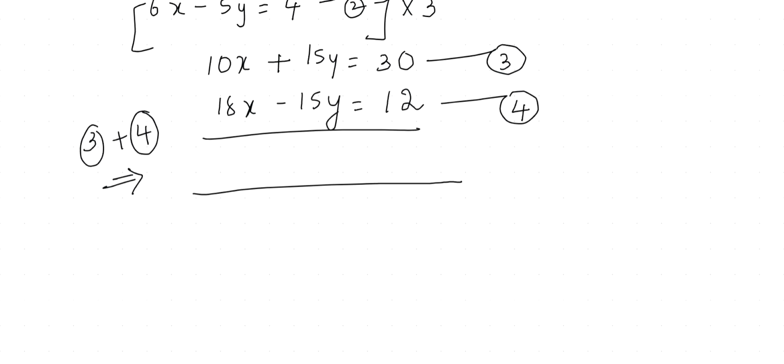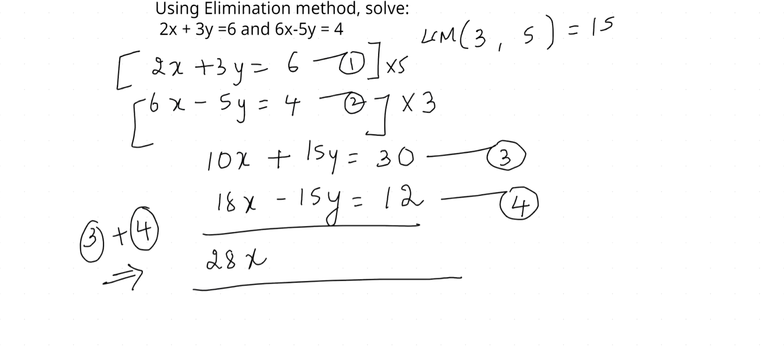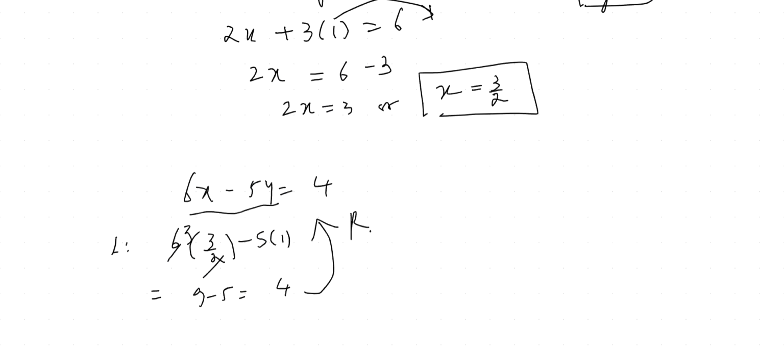10 plus 18 is 28, so it will be 28x, and 0 is equal to 42. Or x is equal to 42 upon 28. Now we are able to relate this to our 14 tables, isn't it? 14 3s are 42, 14 2s are 28. So it is 3 by 2. It's exactly what I got earlier, isn't it? Now x is equal to 3 by 2.